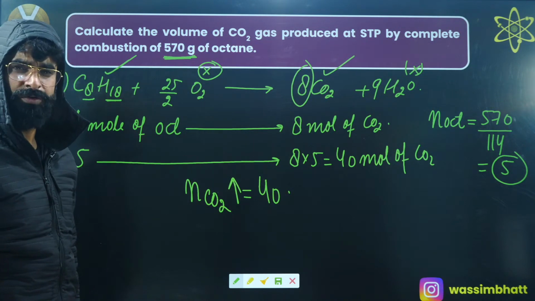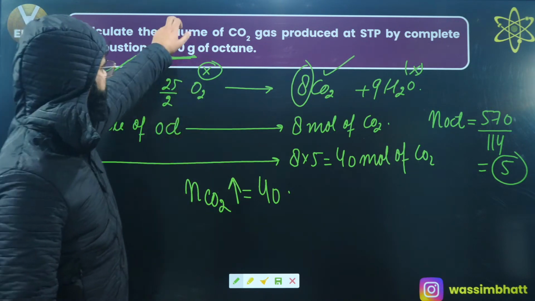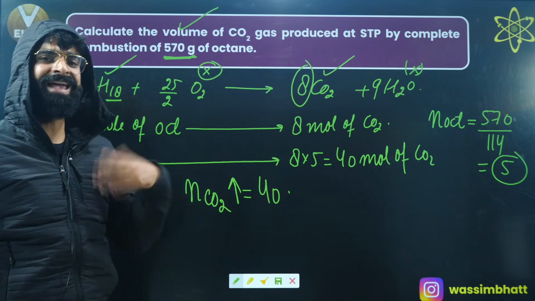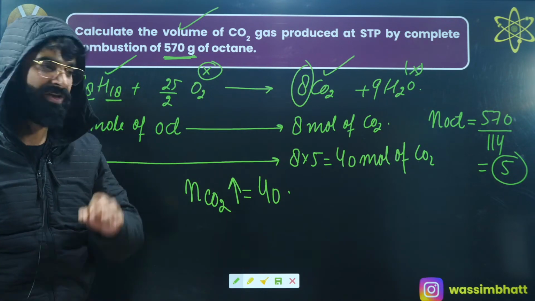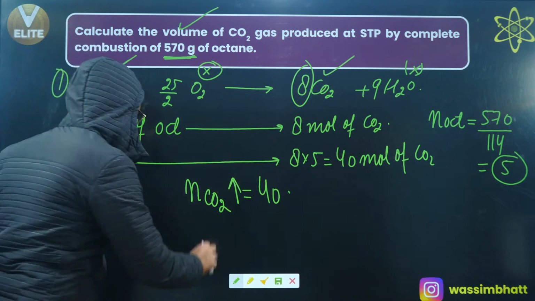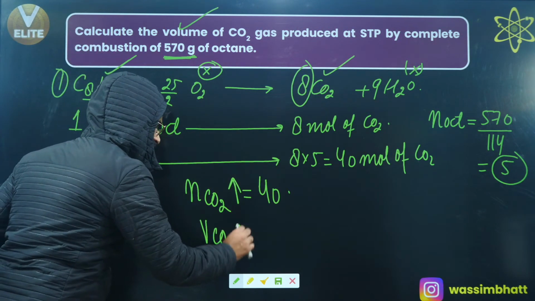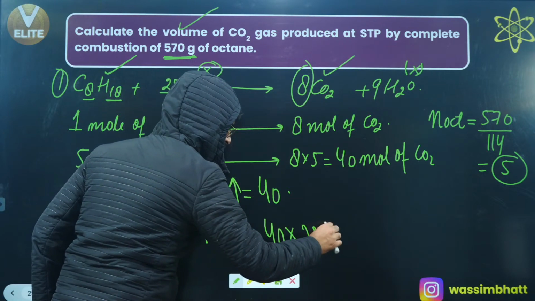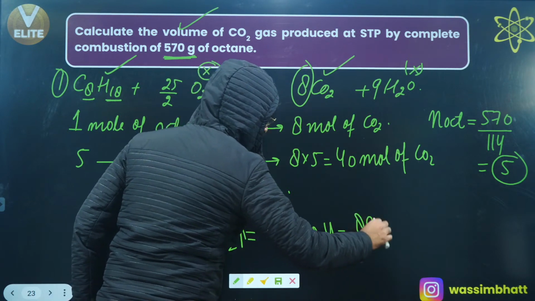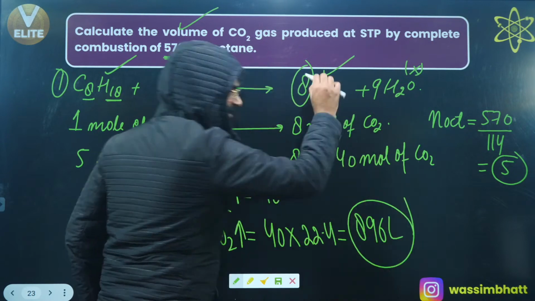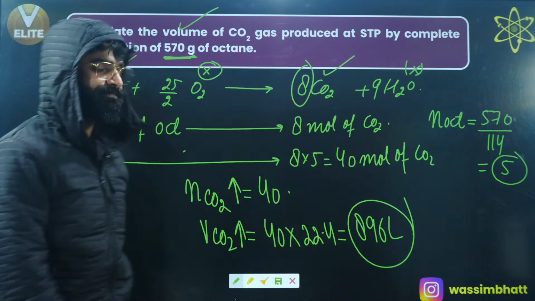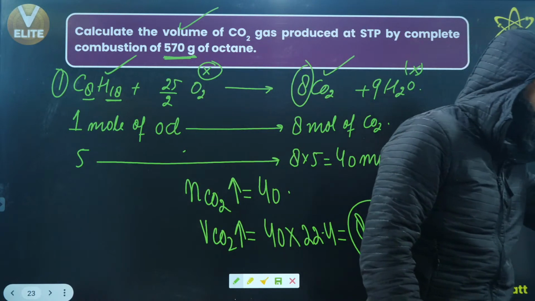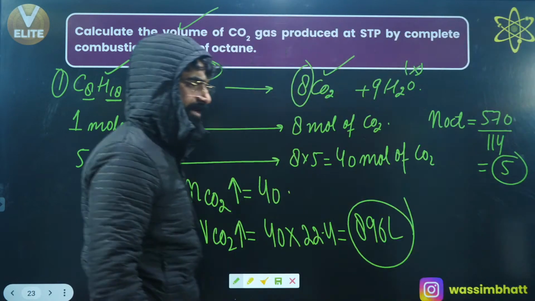Was I supposed to calculate the moles of carbon dioxide liberated? I was supposed to calculate the volume of carbon dioxide liberated. People, do you remember how do we convert moles into volume at STP? Yes, we multiply moles with 22.4, that's all. So volume of carbon dioxide liberated at STP is equal to moles of carbon dioxide liberated multiplied by 22.4. The value comes out to be 896 liters. So 896 liters of carbon dioxide would have got liberated at the end. Yes? I'm sure it is clear to everyone.